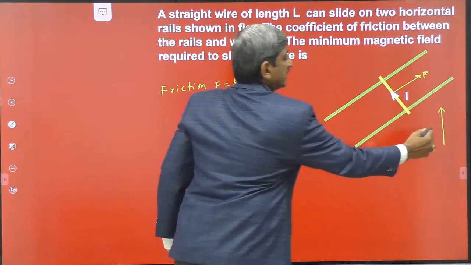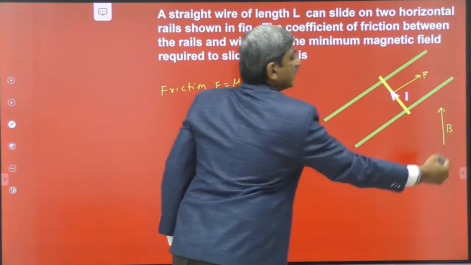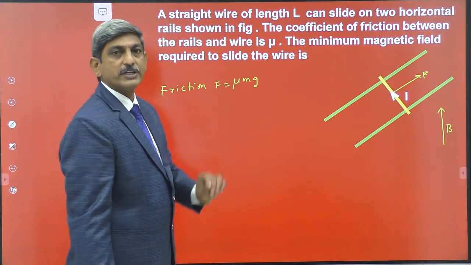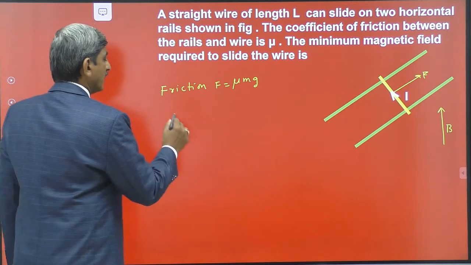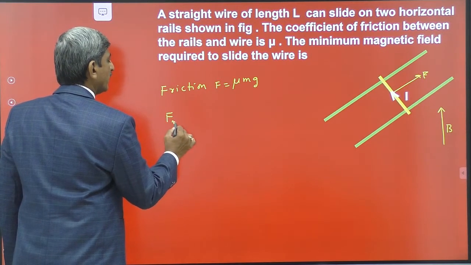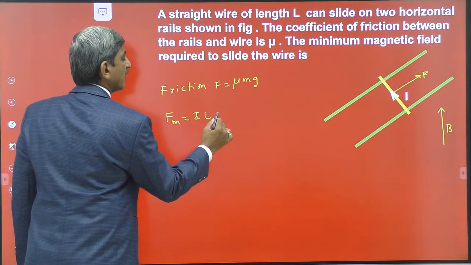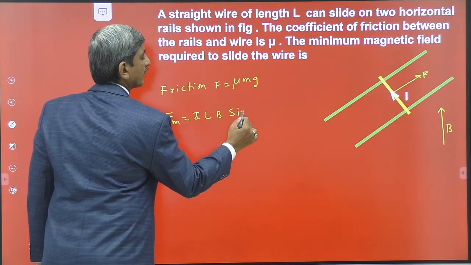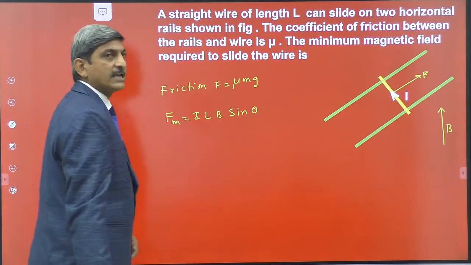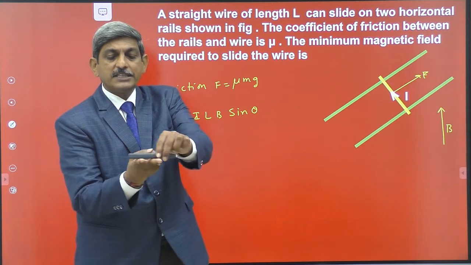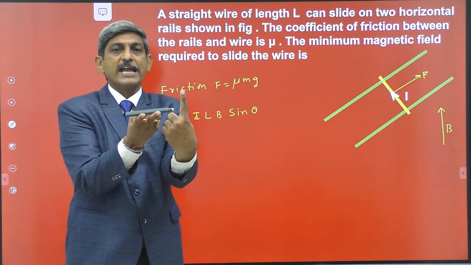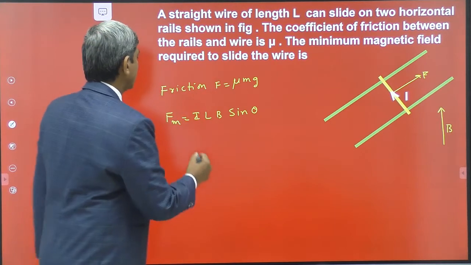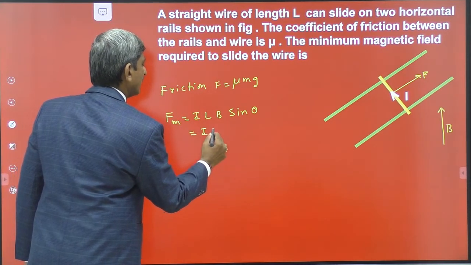Now, this is applied in the vertically upward direction, for which we are going to determine the magnitude. Already we know that the force due to the magnetic field Fm is equal to ILB sin theta. Here, what is the angle between L and B? L is in the horizontal direction, B is in the vertical direction, so the angle is equal to 90 degrees. That's why this is equal to ILB.